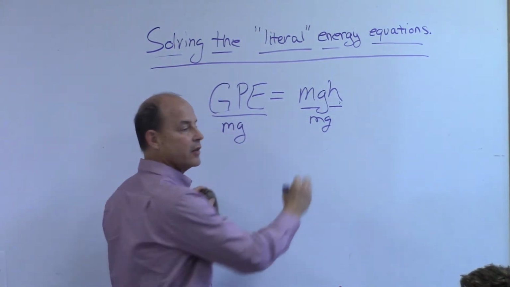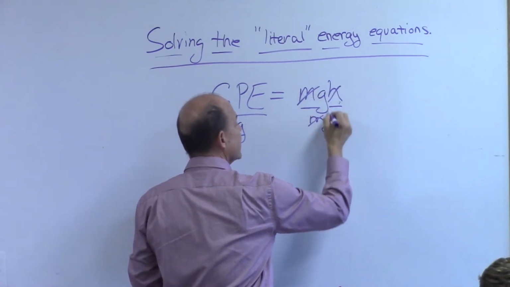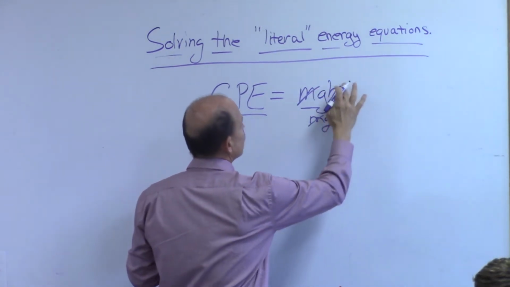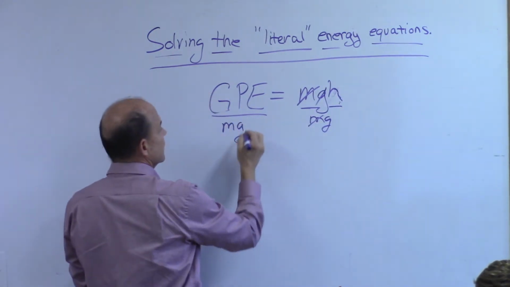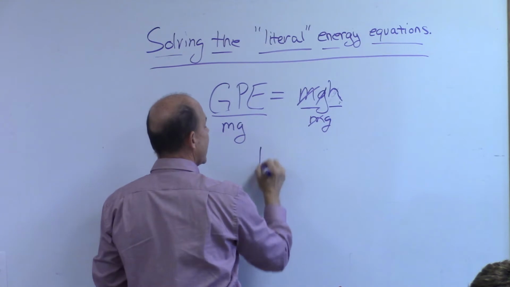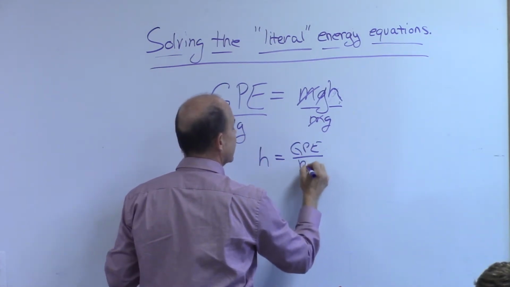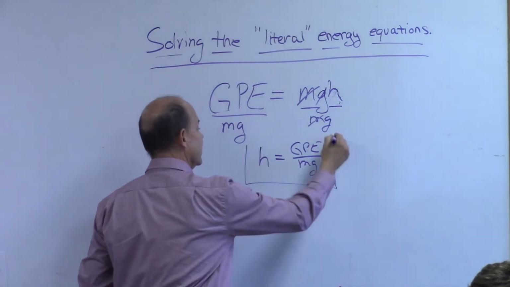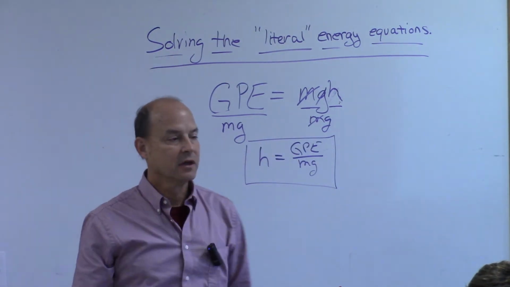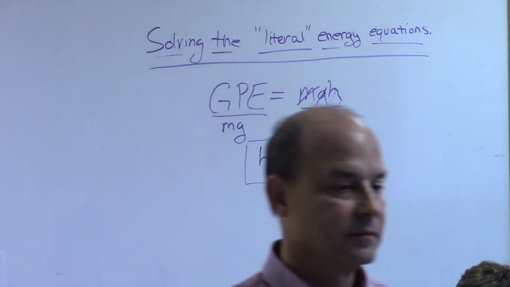Can you see now that you can eliminate m, you can eliminate g, and now I have h is equal to GPE divided by mg. Put a box around it in your notes. You're going to have to find it later.